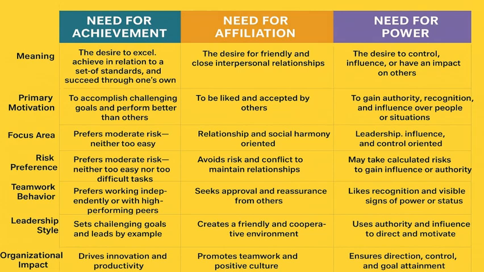The risk preference for need for achievement is that they prefer moderate risk, neither too easy nor too difficult tasks. The risk preference for need for affiliation individuals is that they avoid risk and conflict to maintain relationships. And the risk preference for need for power individuals is that they may take calculated risks to gain influence or authority.